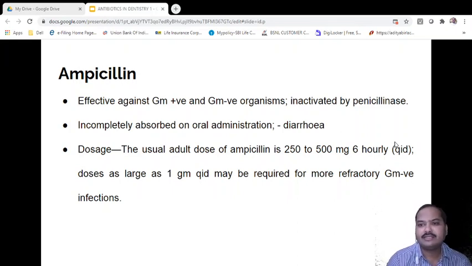Now, diarrhea is a common adverse drug reaction or side effect for ampicillin and the various penicillins which are given orally. Ampicillin will cause a skin rash, usually a maculopapular skin rash, as an adverse drug reaction.